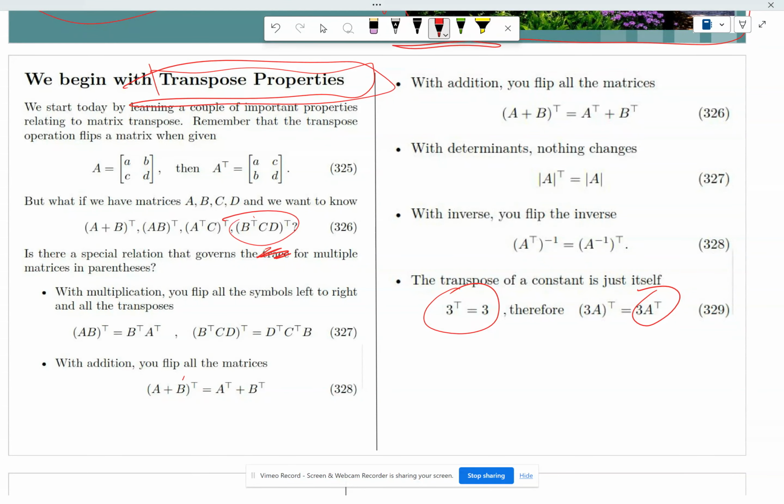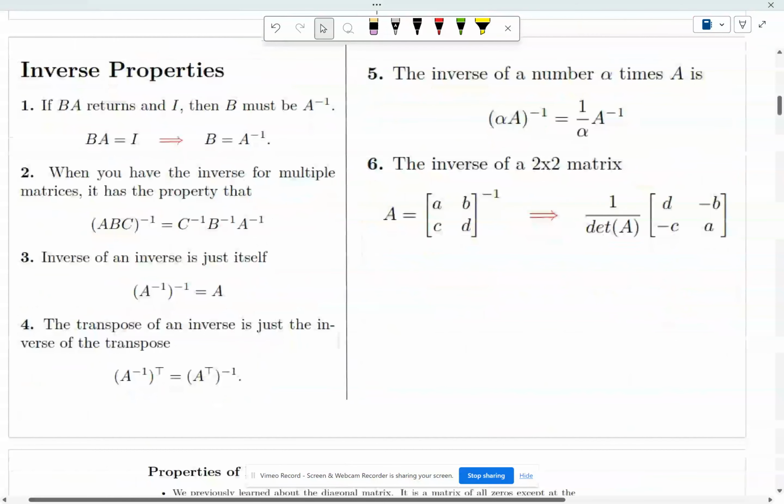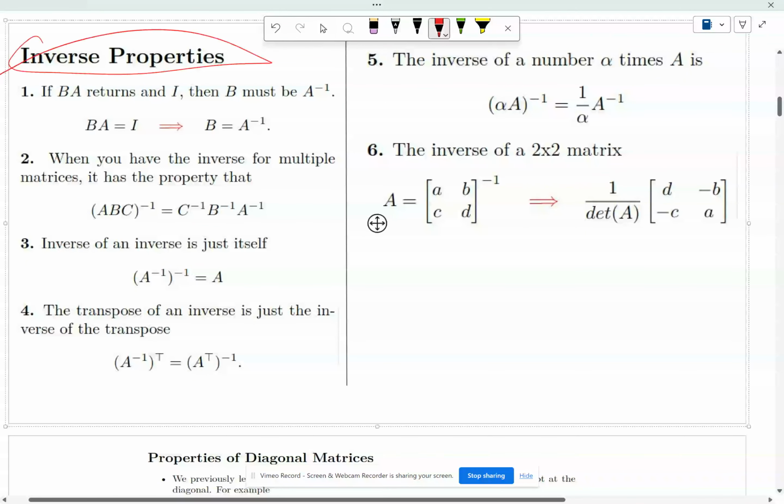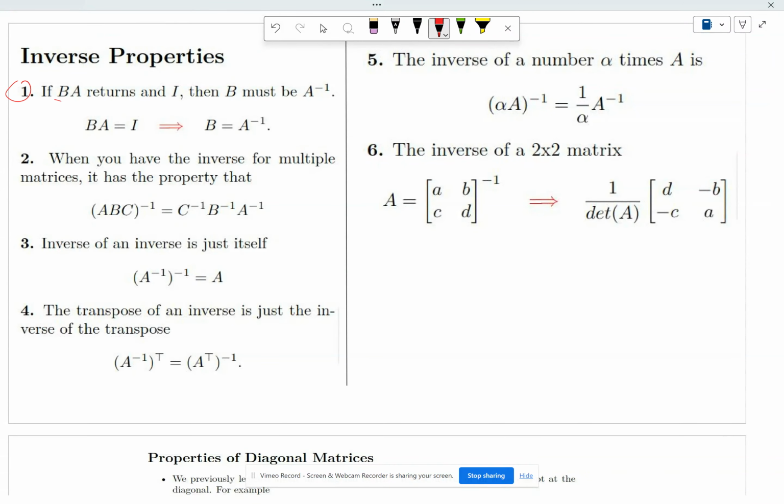What happens when multiple matrices are multiplied together? Okay, inverse properties. Property 1: if BA returns an identity matrix, then this implies that B must be the inverse of A.